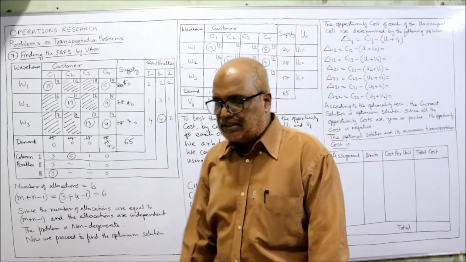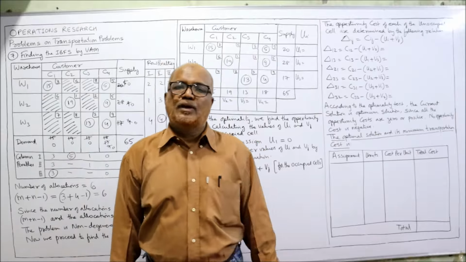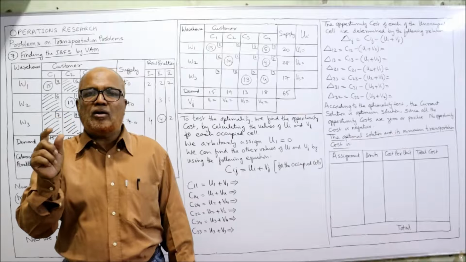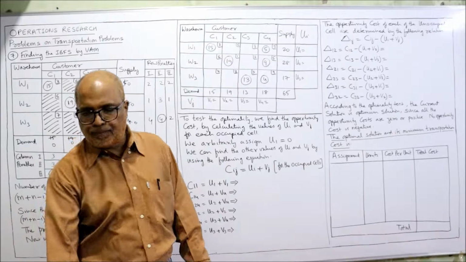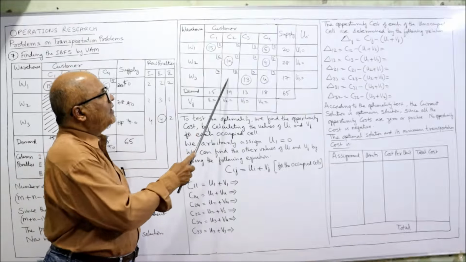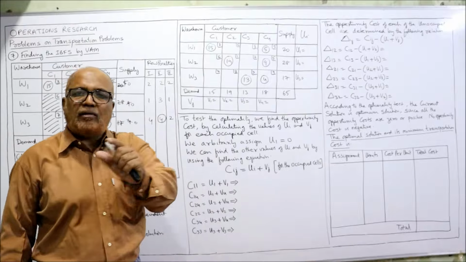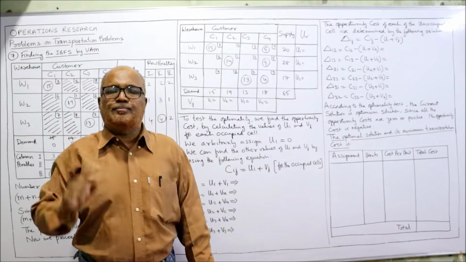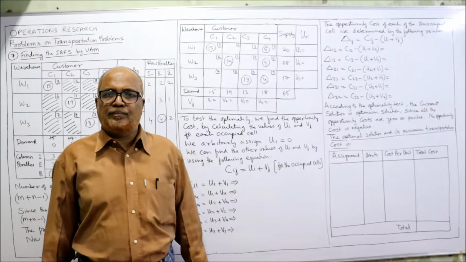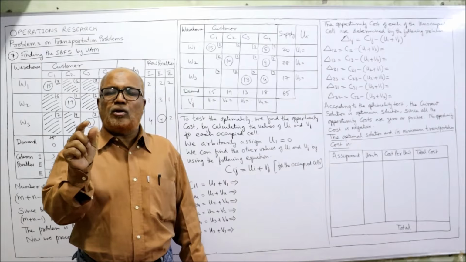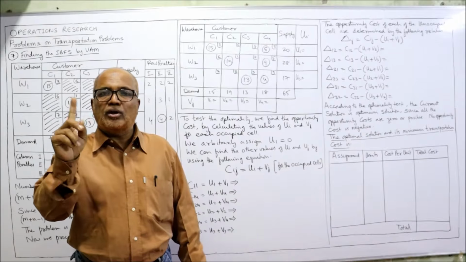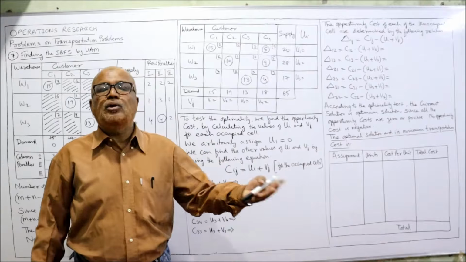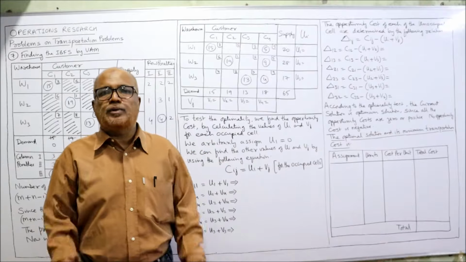We are following Modi method to find out the optimum solution. In Modi method, we have to find out the opportunity cost in each of the unoccupied cell. These are the unoccupied cells. In these unoccupied cells, we calculate opportunity cost. If all the opportunity costs are positive, we have reached the optimum solution. If any one of the opportunity cost is negative, then it is not an optimum solution. We have to make one more table, one more iteration, then only we can be able to get the solution. That is the optimality test.